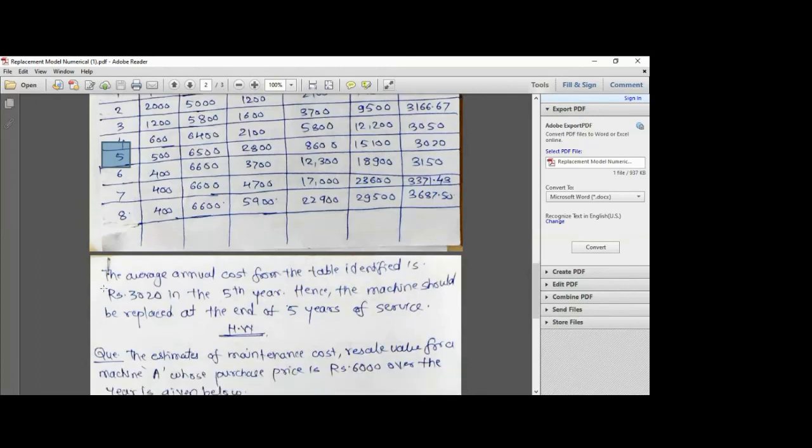So the conclusion that we are going to write is of this sort, right? The average annual cost from the table identified is rupees 3,020, and it is for the fifth year, and the machine should be replaced at the end of 5 years of service, right? So this 3,020 is for the fifth year, and hence the machine needs to be replaced at the end of 5 years of service.